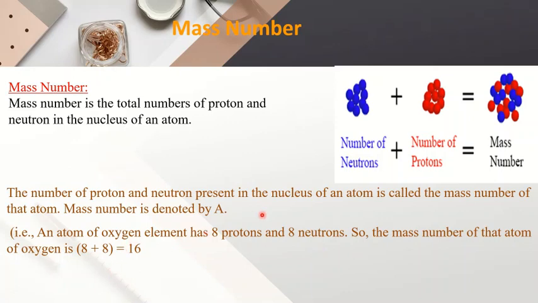In the same way, a carbon atom has 6 protons and also 6 neutrons. So, its mass number is 12. I told that sodium has 11 protons, but its neutron number is 12. So, its mass number will be 11 plus 12, that is 23.